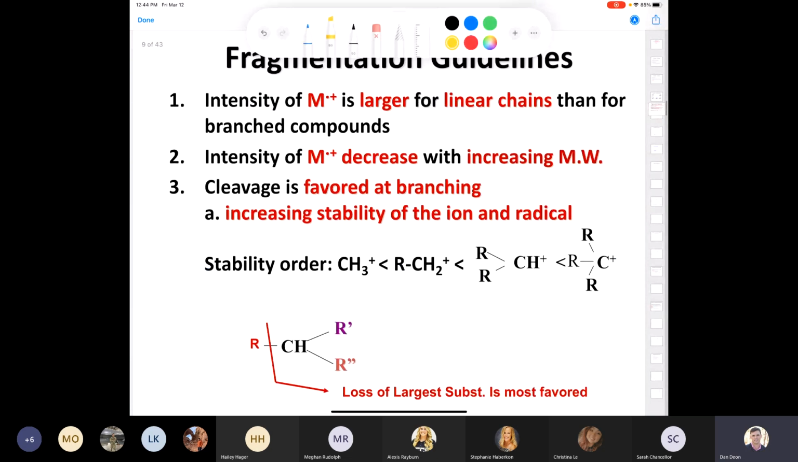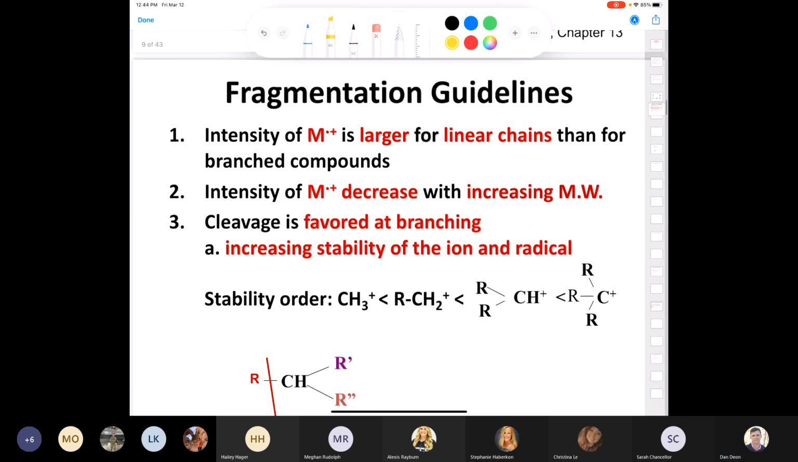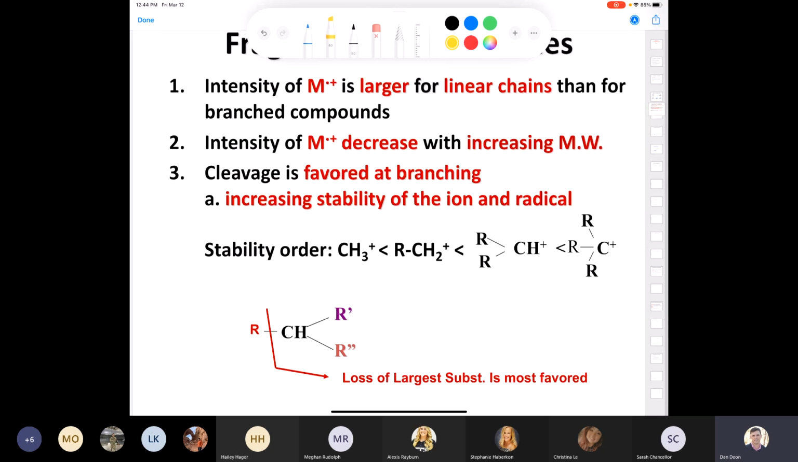All right, so let's get into fragmentation patterns and what we might expect to see in a mass spectrum. If we have a linear chain, for example, something like hexane, the molecular ion for hexane is going to be bigger than the molecular ion for something like 2,3-dimethylbutane. These two compounds are isomers of each other. However, since hexane is linear, it's going to have a larger molecular ion.